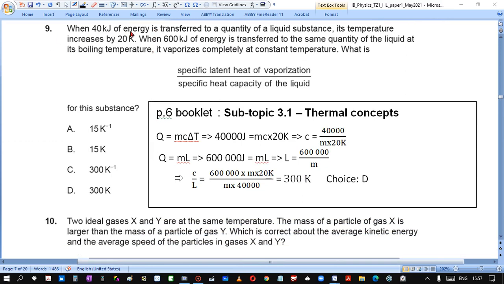Question 9. When 40 kilojoules of energy is transferred to a quantity of a liquid substance, its temperature increases by 20 Kelvin. When 600 kilojoules of energy is transferred to the same quantity of liquid at its boiling point, it evaporates completely at constant temperature. What is the ratio of specific latent heat of vaporization to specific heat capacity of the object? So we use the booklet formulas, two formulas, one for specific heat capacity, another for specific latent heat of vaporization. We substitute the values that are given, and then we divide L by c, and we find that it is 300 Kelvin, so choice D. Very simple question.